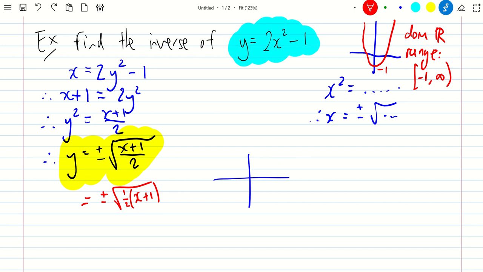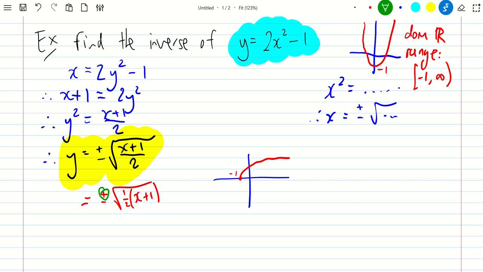Okay, so what it's going to do is move to the left. So it's going to instead hit there, and it's going to come up like that, and so at -1 here. Okay, so that's the top part. That's the plus part of it there.